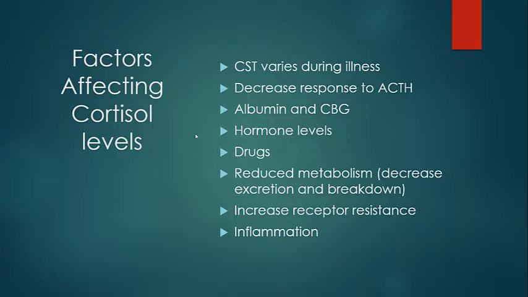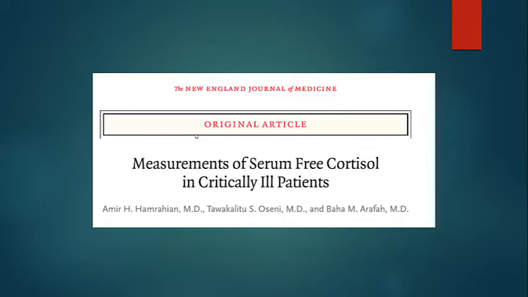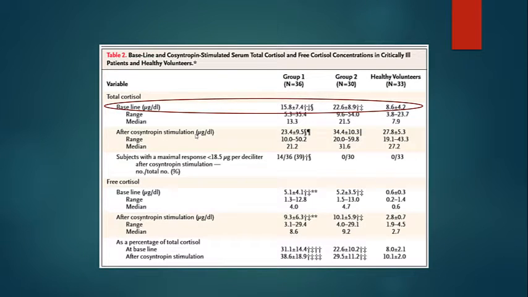So in 2004 came this article about measuring the free serum cortisol in the critically ill patient, and what they basically used was a 250 microgram IV cosyntropin stimulation test, the CST test. And this is just to show you the baseline, they had two groups. Group 1, patients with hypoalbuminemia less than 2.5. Group 2 with normal albumin level. And they compared it with healthy volunteers.